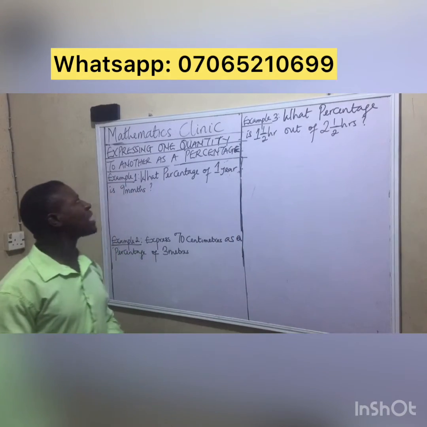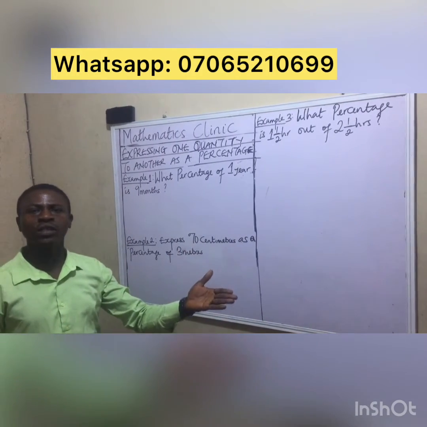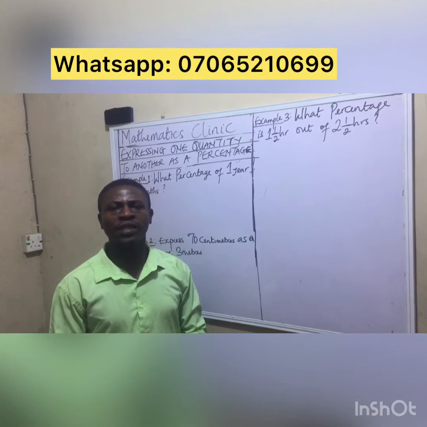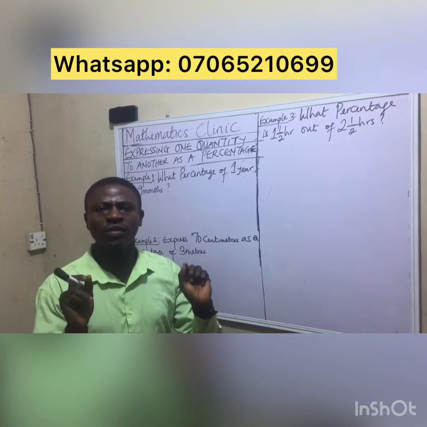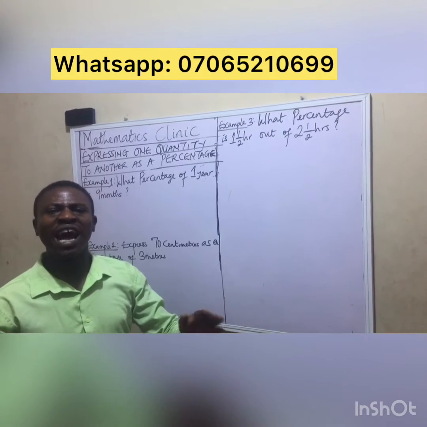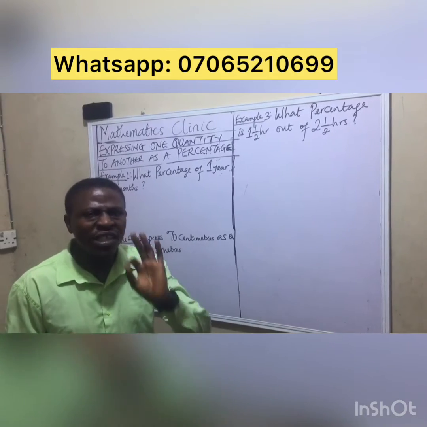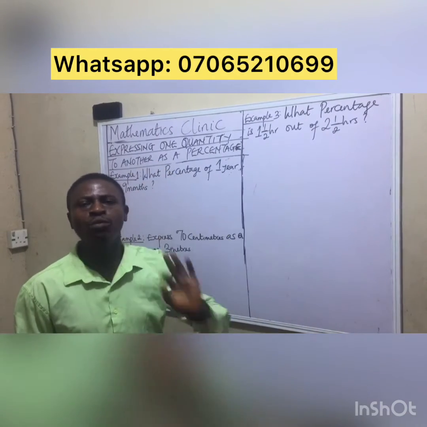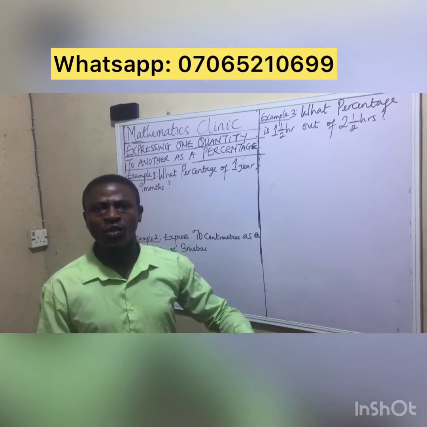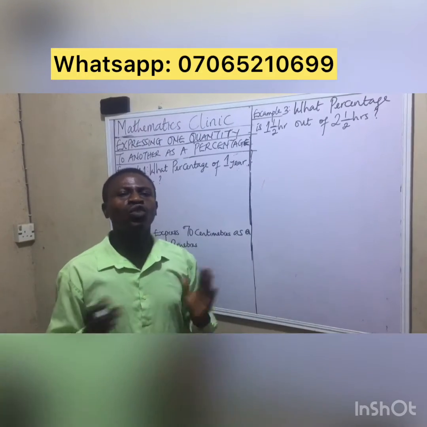Now today we want to look at expressing one quantity to another as a percentage. When we are given one quantity and another quantity, and we are asked to express them as a percentage, this is very important: if the quantities have different units, there is no way you can express them as a percentage. The first thing you need to do is ensure that they have the same unit. Look for the way to convert their units so that they have the same unit. Once they have the same unit, you are free to change to percentage.